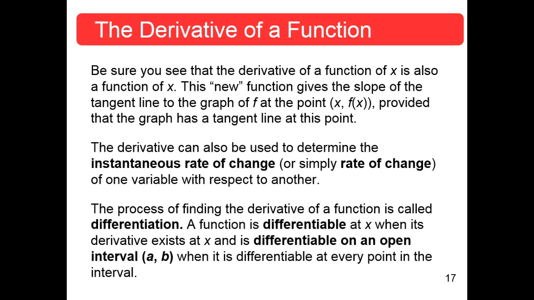That new function gives the slope of the tangent line to the graph of f at the point x, f of x, provided that the graph has a tangent line at that point. In other words, that it's not a discontinuous function or it doesn't have a vertical tangent. Okay? The derivative can also be used to determine the instantaneous rate of change. So now we're getting into the second part. This is the same as the velocity, simply rate of change of one variable with respect to the other. Doesn't have to be time, but it generally is.